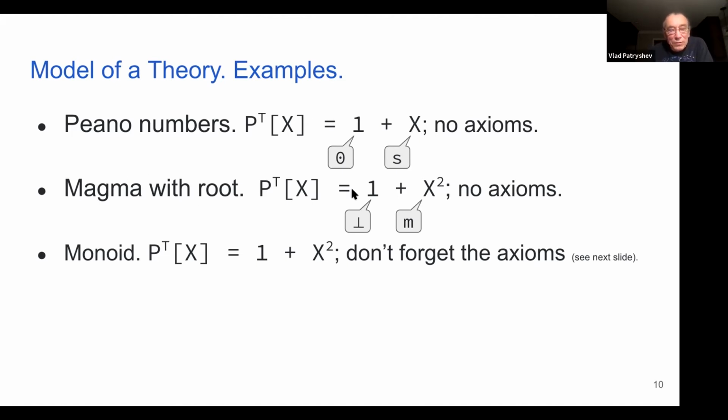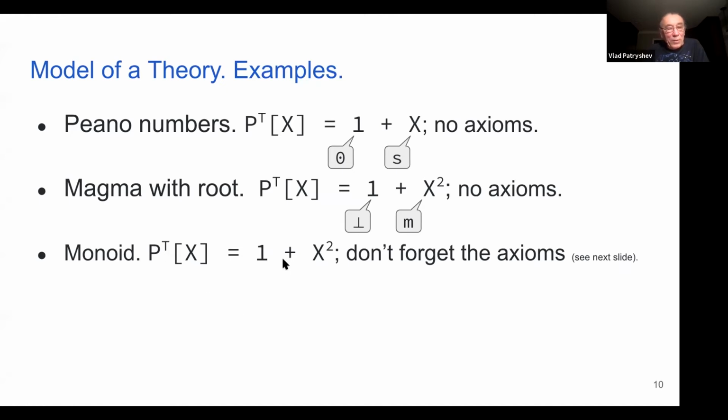Magma with a root. So what does magma have? Magma has a zero arity symbol and a symbol m of arity 2. So we'll need 1 plus x to the power of 1 plus x squared. So this is how this, well, I would call it a functor, this is how the functor looks, but we don't know if it's a functor. We can prove it separately later.